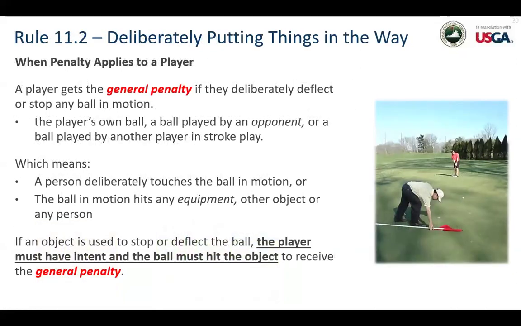So our next section, 11.2, deliberately putting things in the way. Again, this does not happen. I can't from memory think of a time that this actually happened in an event that we've run in my time with the VSGA. So we've switched from accidents to deliberately. So we have intent. There's an intention to affect the outcome.